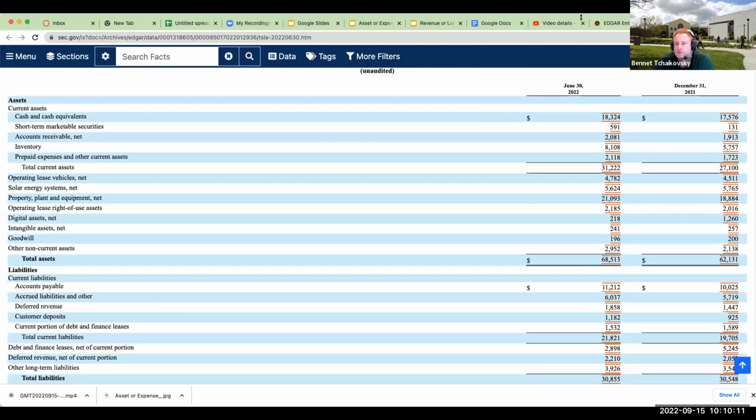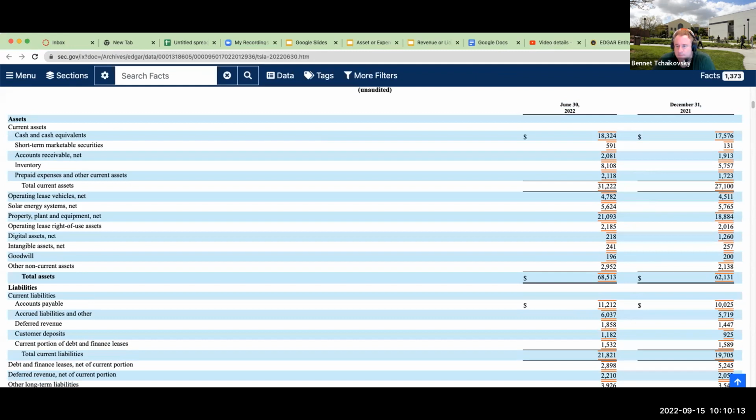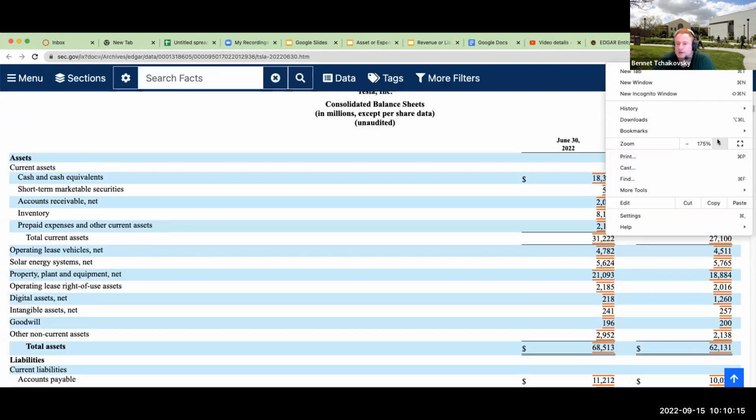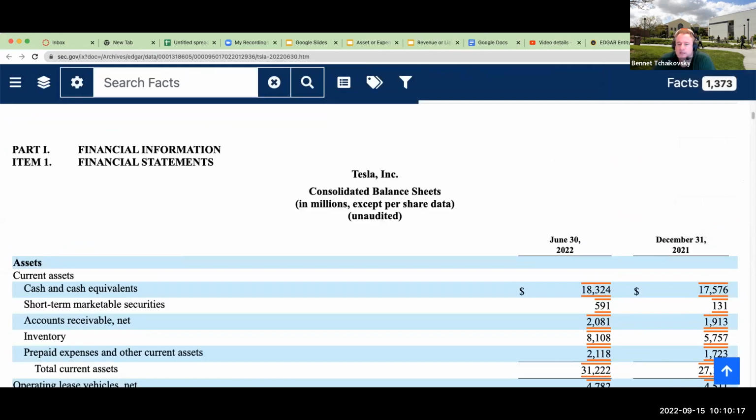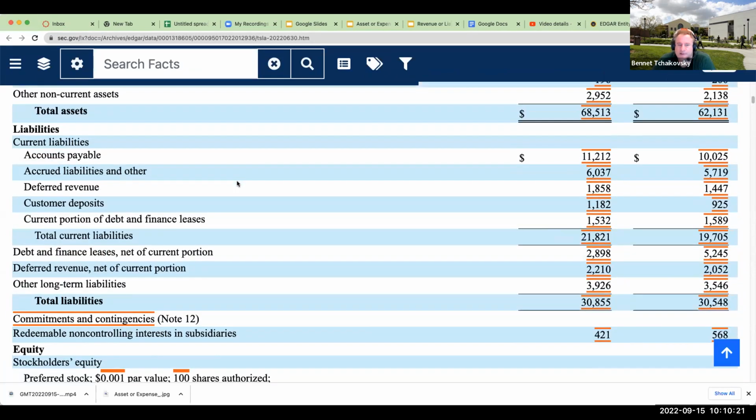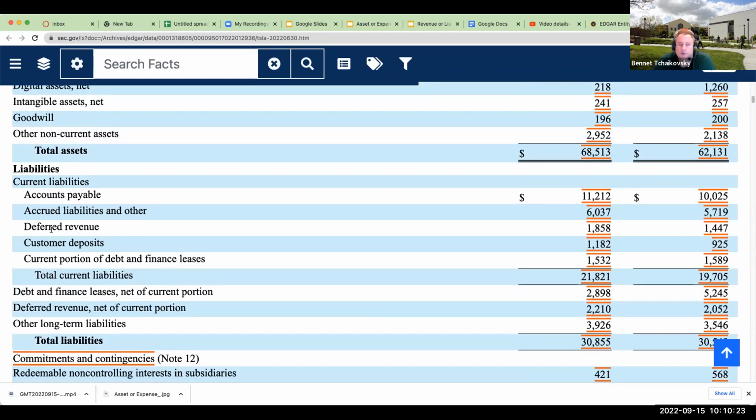So this over here is the balance sheet of Tesla. It's not going to be called unearned revenue per se, but this is as of June 30th, 2022. If we come down here and take a look at this, deferred revenue, right? That's another way of saying unearned revenue.